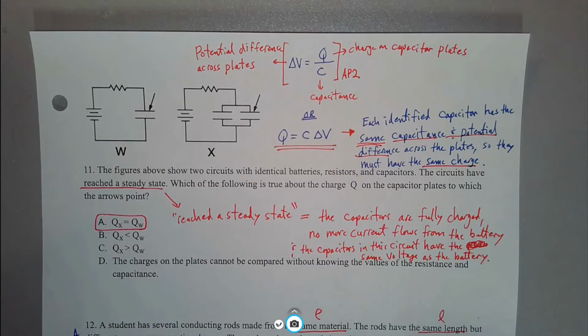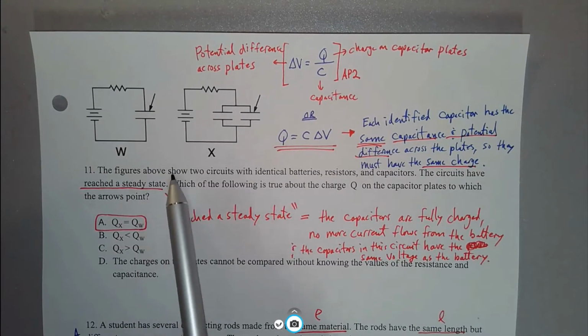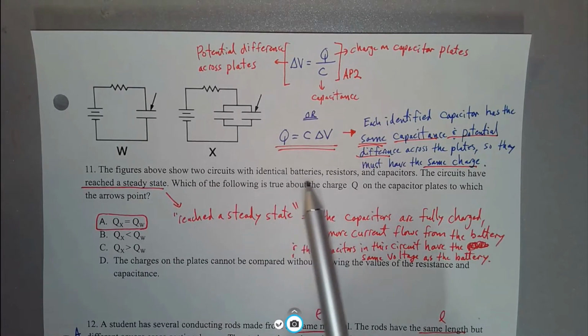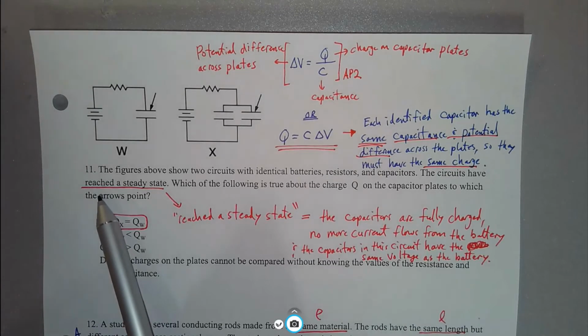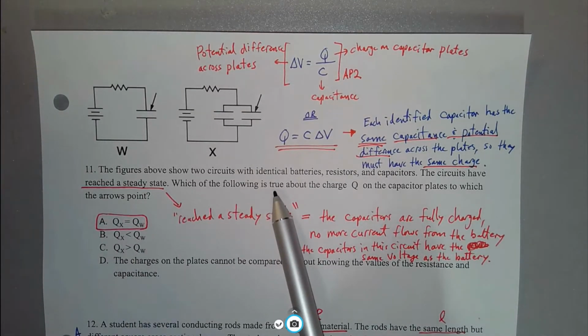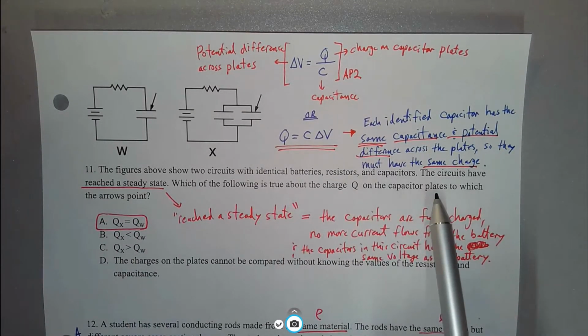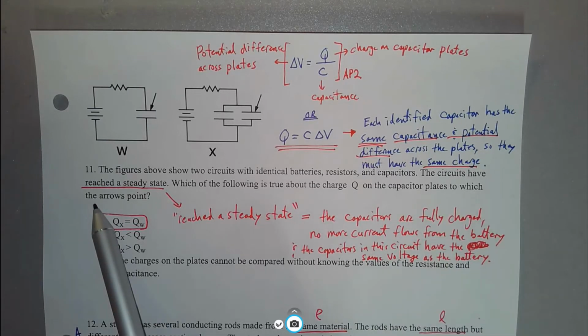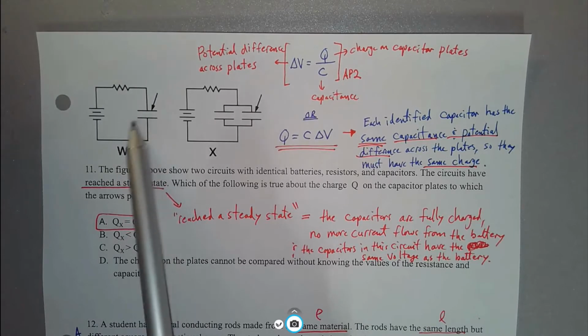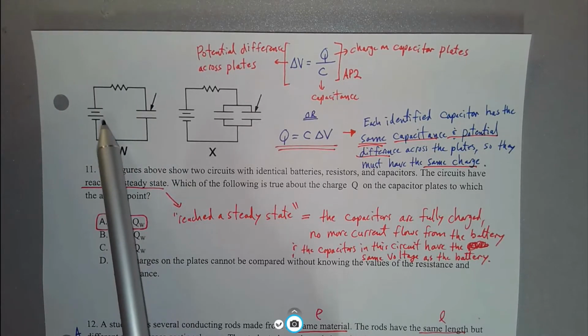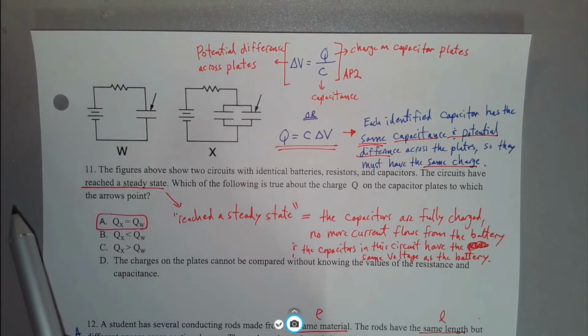Question 11 reads, the figures above show two circuits with identical batteries, resistors, and capacitors. The circuits have reached a steady state. Which of the following is true about the charge Q on the capacitor plates to which the arrow points? So the first circuit, circuit W, has a capacitor just in series with a resistor. It's being charged by the battery until it reaches a steady state.